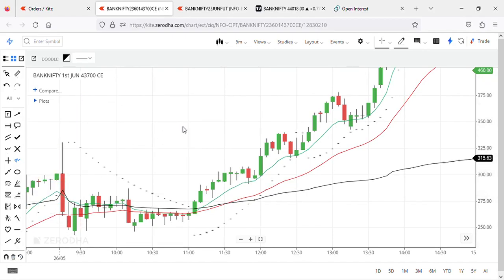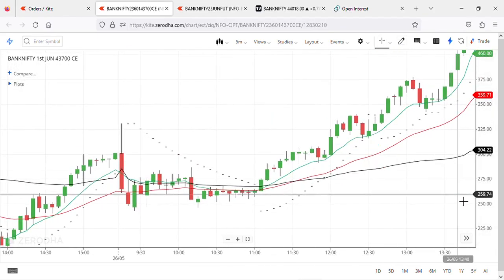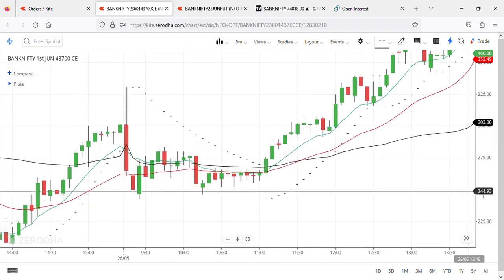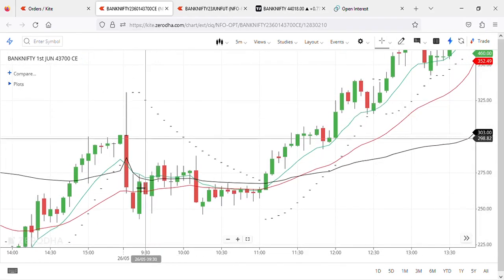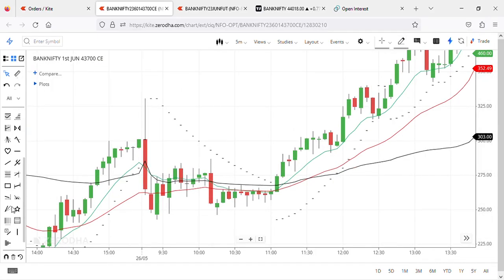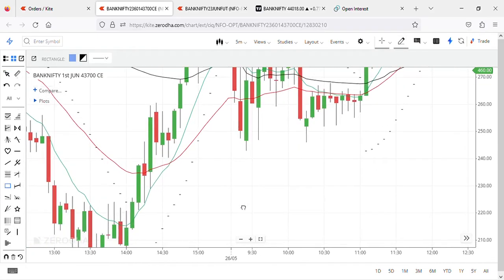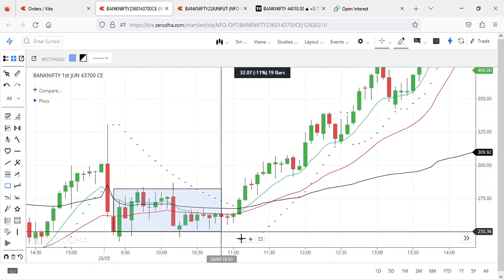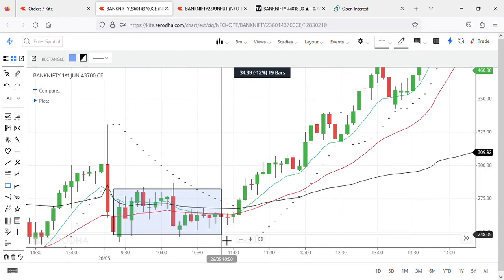It is a rule that suits me. Now, when I take my entry, how do I draw my levels of exit? This is how simple I do it. We're going to use the 43,700 call option as a basis. Let's say this is the chart. I see a setup where it's ranging, the SAR dots are coming down and it is not breaking a high or a low. Now I will draw a rectangle on this chart.